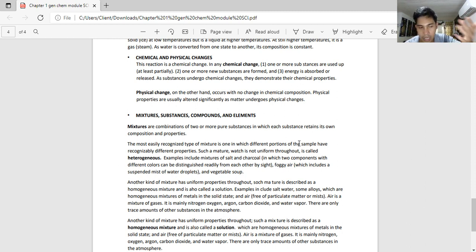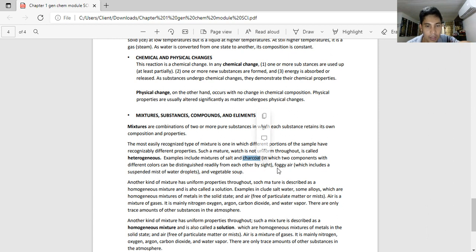Like what I said, the first sample you combine is a solid state, next is your liquid state. For example, if you mix your sand and water, that is a heterogeneous mixture. Examples include a mixture of your salt and charcoal, compounds with different colors, white and black. You have your white powder, which is your salt, and your black powder, which is your charcoal. If you mix them, you can still see the white, which is your salt, and the black, which is your charcoal.